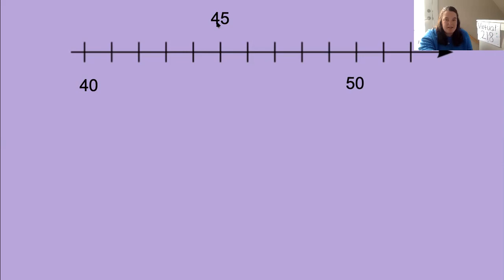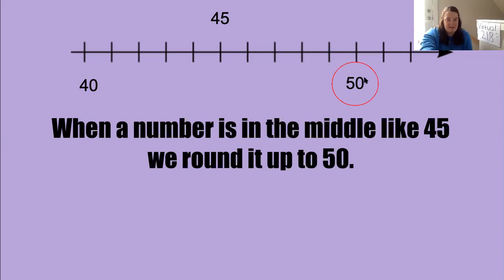So when I'm looking at the tens place, I know that's what I'm looking to change or keep the same. But the ones place right here can help us. So in 45, there's a 5 in the ones place. And I remember a saying that said, 4 and below, let it go. 5 and above, give it a shove. So when I look at this 5, even though it's right in the middle of my number line, I know that there's a 5 in the ones place, so I'm going to bump 45 all the way up to 50. When a number's in the middle, like 45, and there's a 5 in the ones place, we're going to round it up.